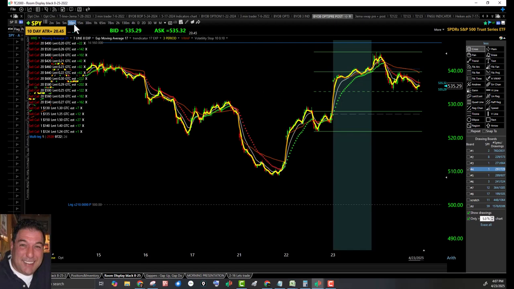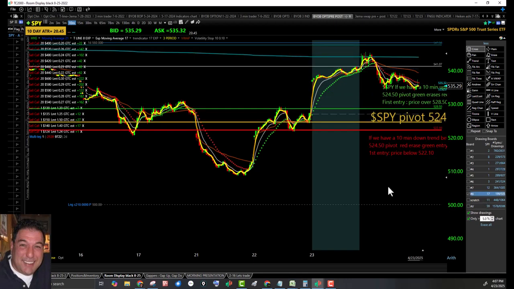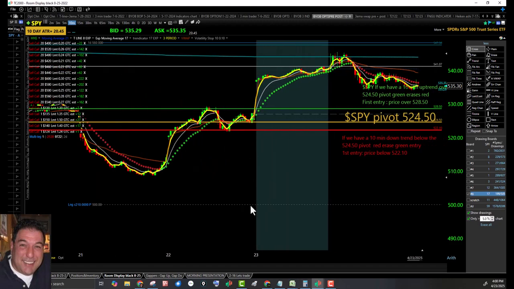All right, so there's the 10-minute chart. And you can see the game plan was irrelevant. Why? Because we gapped way up over the green line, the pivot, and the red line. All right, let's take a look at what trades I made.